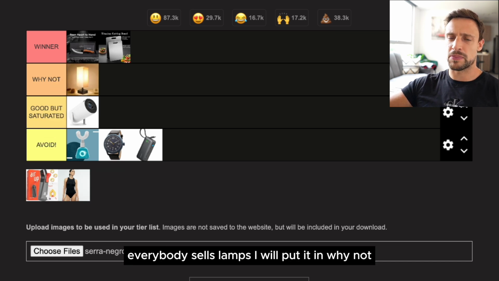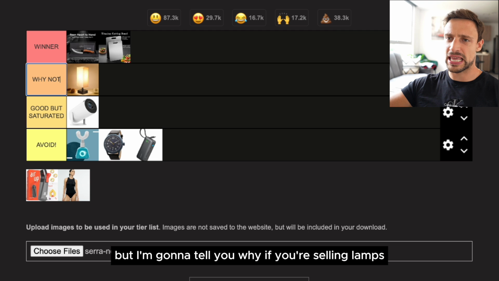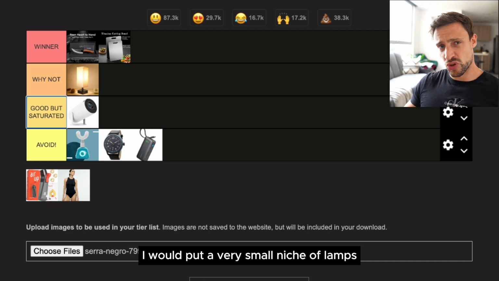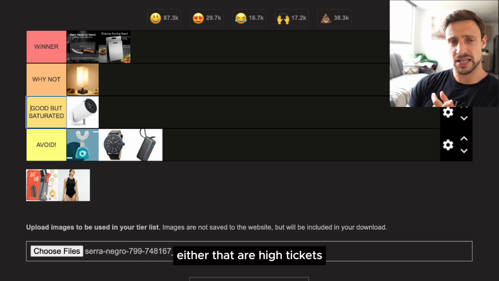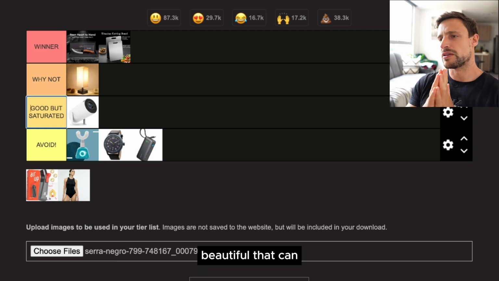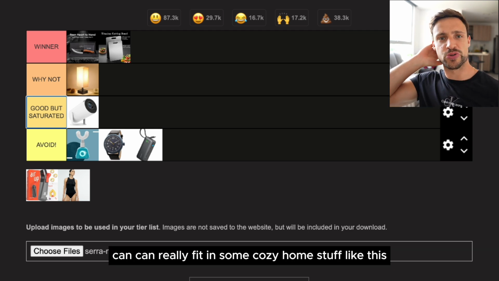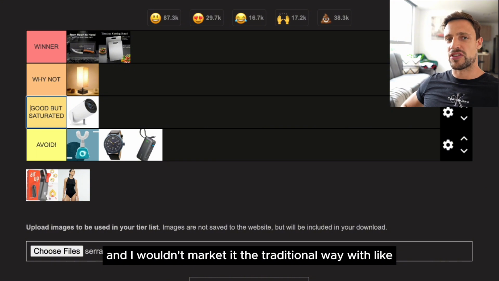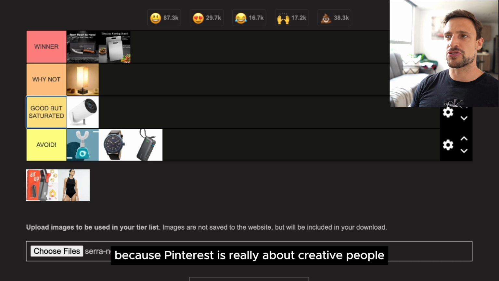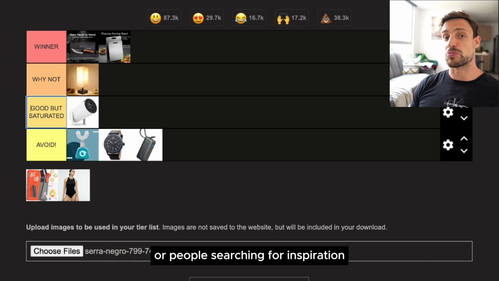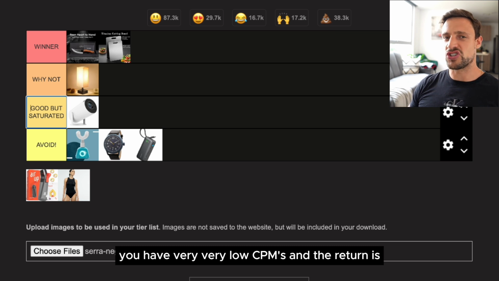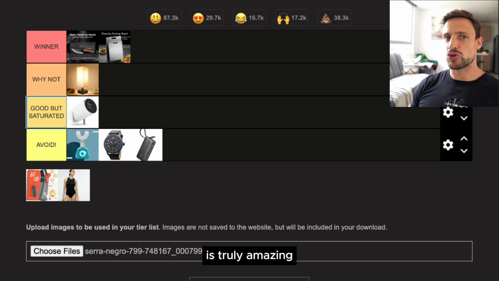Lamps. You might tell me, yeah, lamps, everybody sells lamps. I will put it in why not, but I'm going to tell you why. If you're selling lamps, I'm not talking about just a random lamp. I would pick a very small niche of lamps, either high-ticket ones, so above like $200, something really aesthetic and beautiful that can really fit in some cozy home setting. And I wouldn't market it the traditional way with TikTok or Meta. I would use Pinterest, because Pinterest is really about creative people or people searching for inspiration and decoration ideas. And for this type of lamp, you have very, very low CPMs and the return is truly amazing.